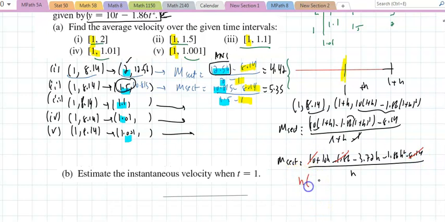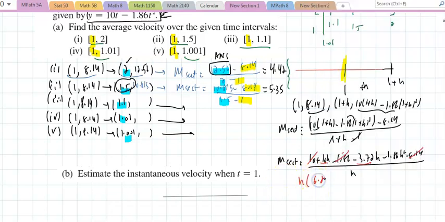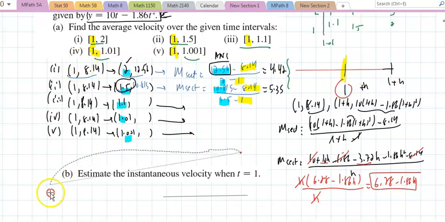If I could factor an h out of the top, I will have a 10 minus 3.72, 6.28 minus 1.86h divided by h. The h's cancel out. And I'm left with the slope of the secant to be 6.28 minus 1.86h.